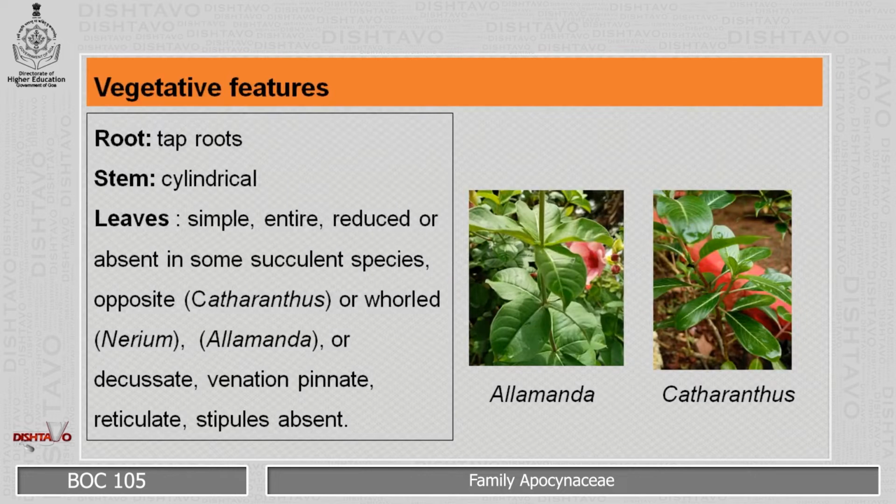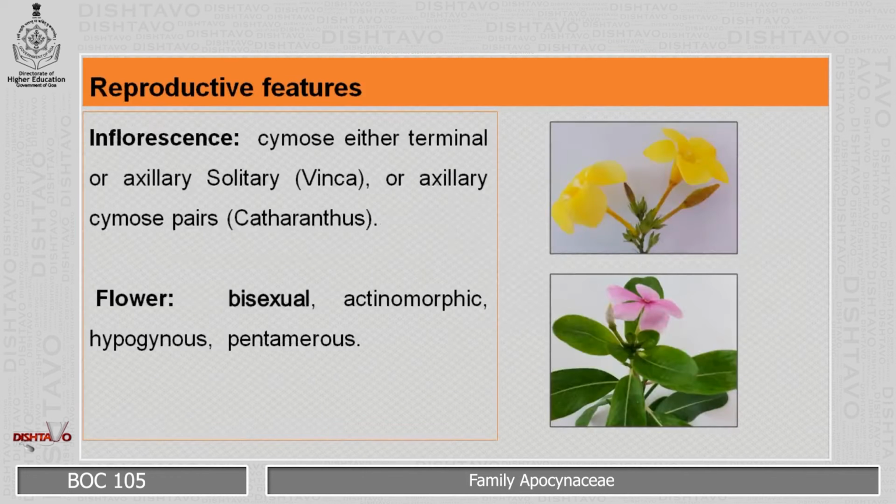So their arrangement is in the form of a whorl arrangement, we say. Now the venation pattern is reticulate and stipules are absent. Now look at the inflorescence. We are going to the reproductive part. Now when we say reproductive part of the plant, it is a flower. Now what do we mean by inflorescence?